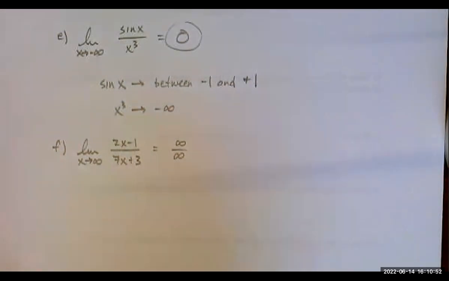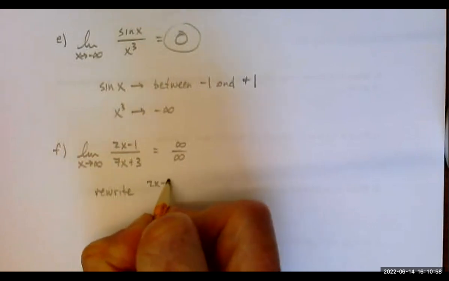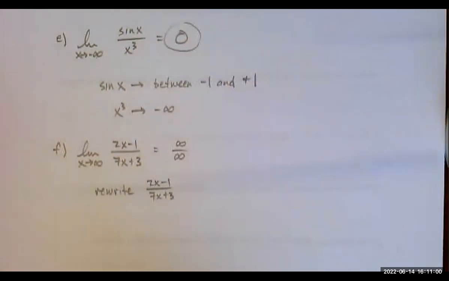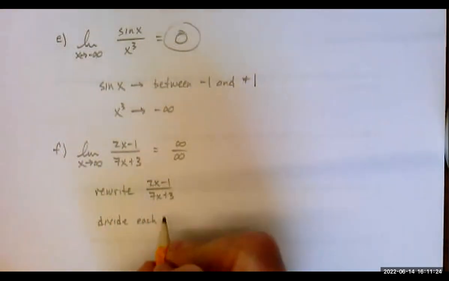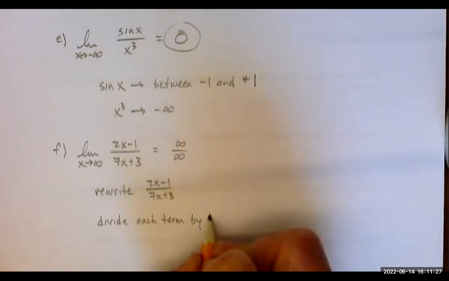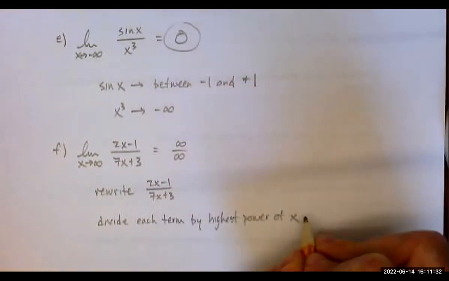So here's what we'll do. We're going to use algebra to rewrite this rational function. And rewriting it, we'll be able to take advantage of that aspect that we thought about at the beginning, like that 1 over x headed towards 0. Here's how we're going to rewrite this. We're going to divide each term by the highest power of x in the denominator.